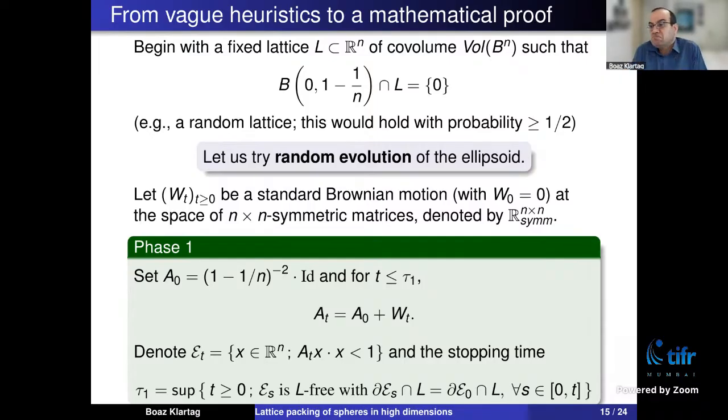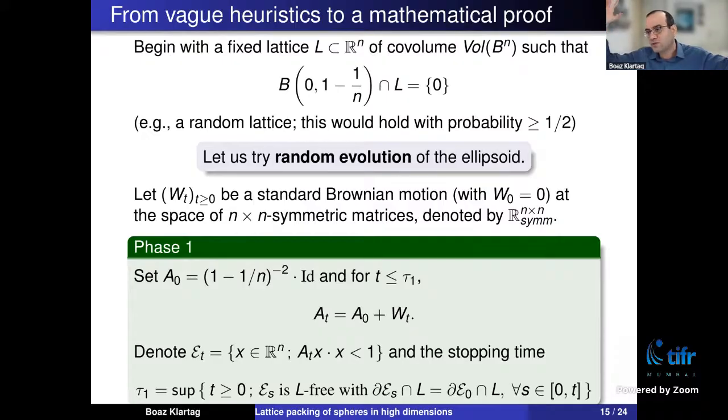And now I don't have any good idea how to evolve the ellipsoid, so just do some random evolution. What is the random evolution? The ellipsoid is determined by a matrix A_t, which is a positive definite symmetric matrix. So just do Brownian motion in the space of matrices.